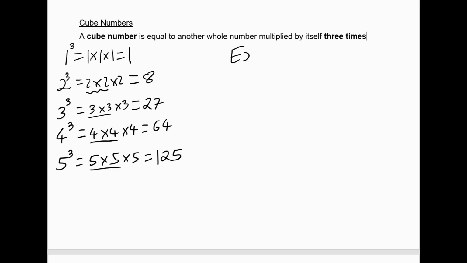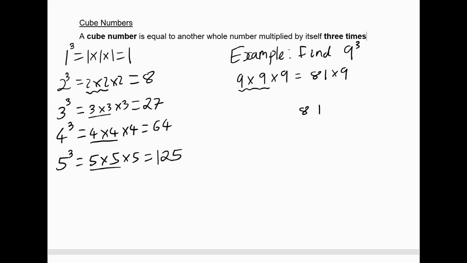So a harder example would be: find 9 cubed. To find 9 cubed, so the 9th cube number, you would need to multiply 9 by itself 3 times, 9 times 9 times 9. We should remember that 9 times 9 is 81, so we need to do 81 times 9. You can use whichever method you like. So if I use the column method here, 9 times 1 is 9, 9 times 8 is 72. So that means 9 cubed is 729.